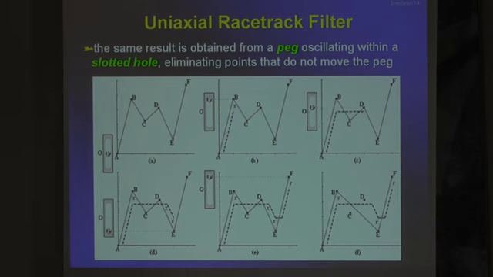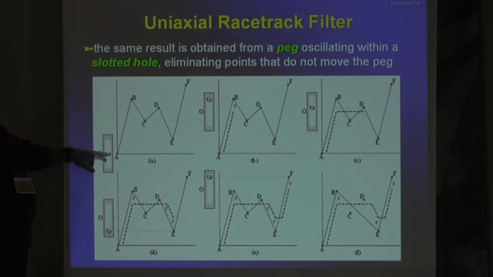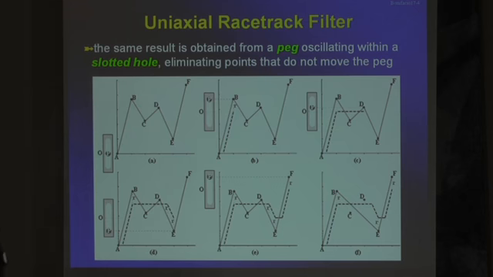The uniaxial racetrack filter can also be seen as analogous to a puck that oscillates inside a slot. It is exactly the same thing as the racetrack itself. And this way of looking at the racetrack filter is much more useful for generalizing it to the multi-axial case.